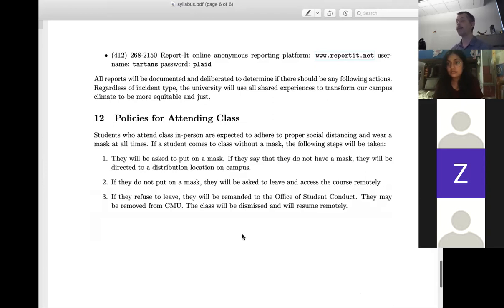And if you don't wear a mask at all times, then the following steps will be taken. You'll be asked to put on a mask. And if you say you don't have a mask, you'll be directed to a distribution location on campus. If you do not put on a mask, then you'll be asked to leave and access the course remotely. And if you refuse to leave, you'll be remanded to the Office of Student Conduct. You may be removed from CMU, and the class will be dismissed and will resume remotely.